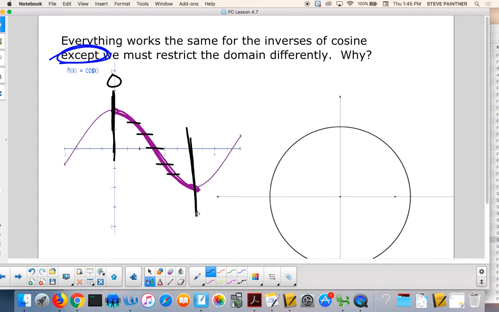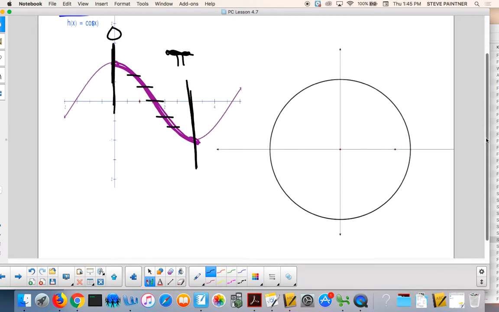No, it's not 90. It's pi. That's 180. That's pi. Okay. So there's your domain. You only talk about 0 with pi. So now come over here to your circle and write this down for yourself. When I give answers for inverse cosine, here's inverse cosine of x.